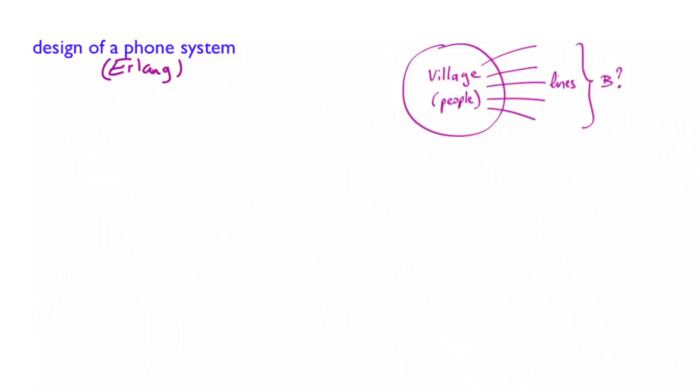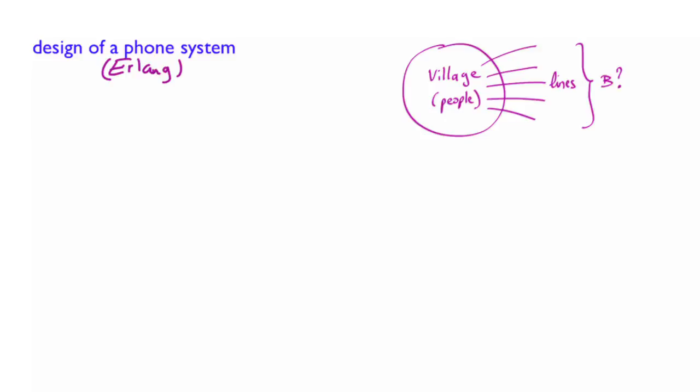As for Erlang, he was trying to figure out how to design the capacity of a phone system. That is, how many lines should we set up for a group of people, say in a village, to be able to communicate to the outside world. So here is a cartoon of the problem, where these are the phone lines, and we need to decide how many of these lines to set up, let's say B.